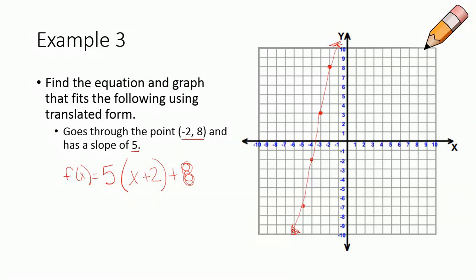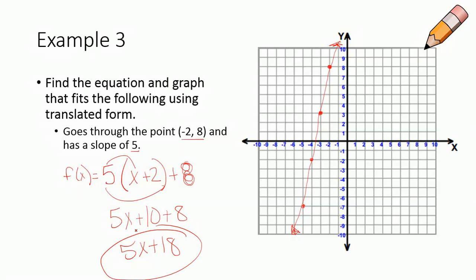Now, notice, guys, this would have been hard to find the y-intercept of. If I would distribute this in to actually find out what my y-intercept was, I would have had to graph the equation 5x plus 18. That would have been really hard to graph. So this allows me to find the point, find the slope, plug it in, graph it.